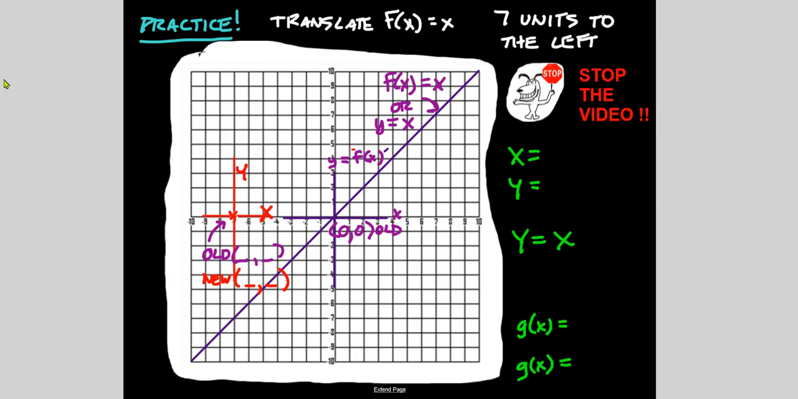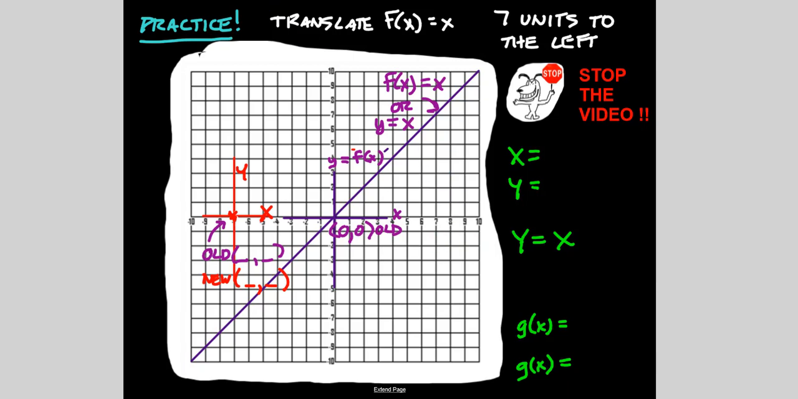Okay, once again, stop the video. Here's a practice question. Translate f of x equals x 7 units to the left. So here's our function f of x equals x, or y equals x. This time, here's our original coordinate system. We're moving our new origin to here. So I want you to list the coordinates of this point in terms of the old coordinate system, which is little x, little y, and then the new coordinate system, where we assume this is the new origin, capital X, capital Y. So when you're done, start the video and see how you did.